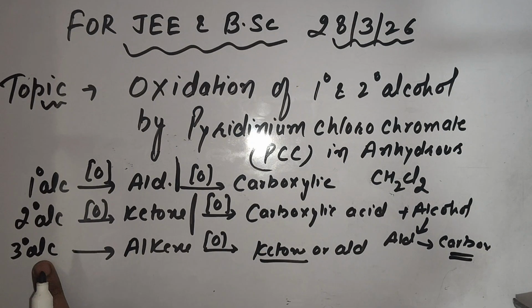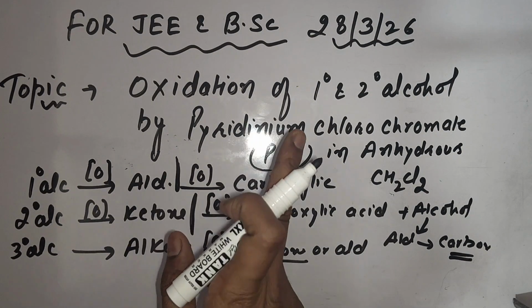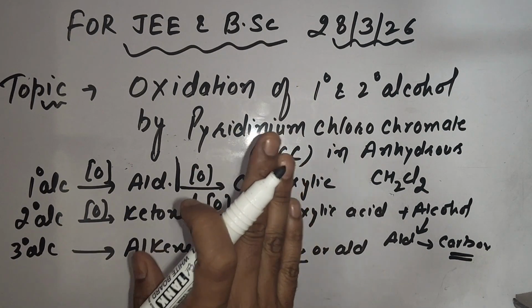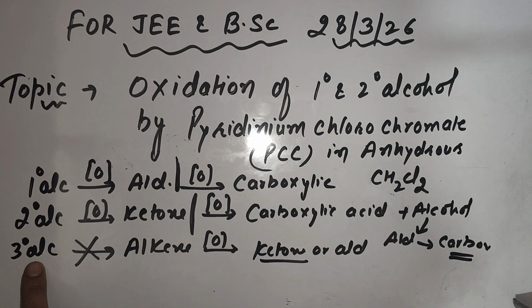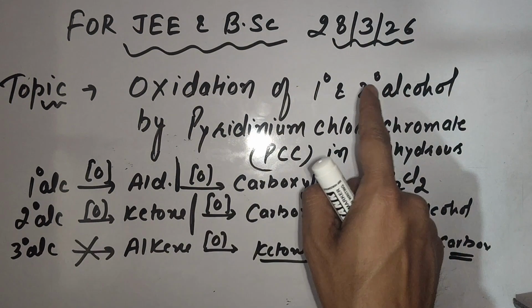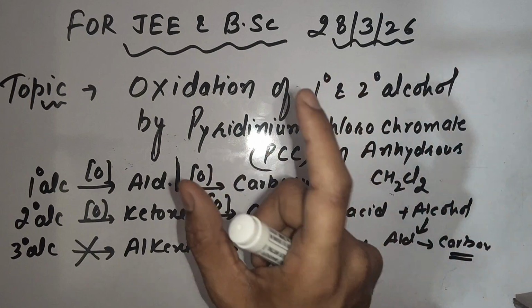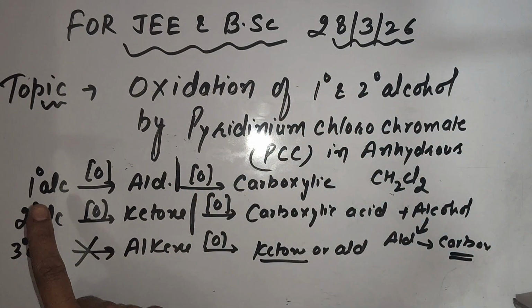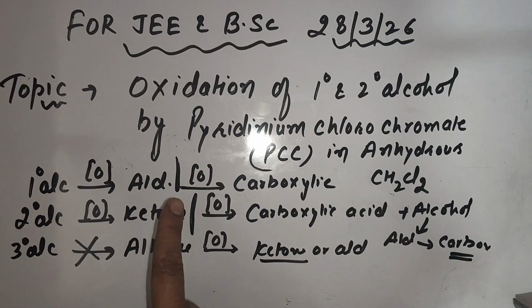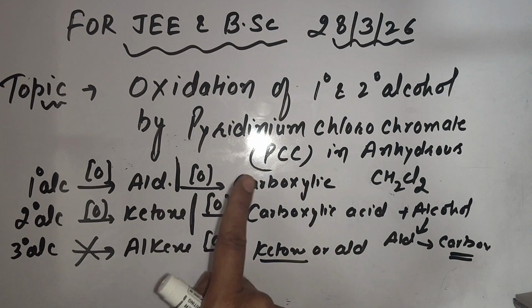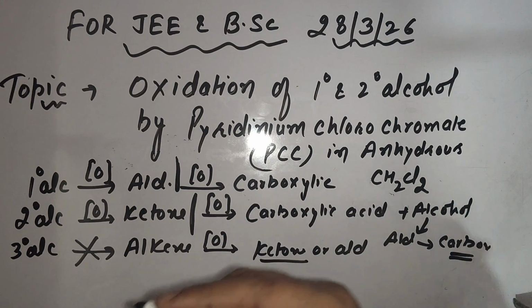If I talk about 3 degree alcohol, let me tell you, PCC cannot work with 3 degree alcohol. It will not react with 3 degree alcohol. So 3 degree alcohol oxidation cannot be done by PCC. You can't use PCC for 3 degree alcohol. That's why we have written only 1 degree and 2 degree alcohol oxidation by PCC. 1 degree alcohol will be oxidized to aldehydic stage. 2 degree alcohol will be oxidized only up to ketonic stage. Further oxidation will not happen. This is the use of PCC.